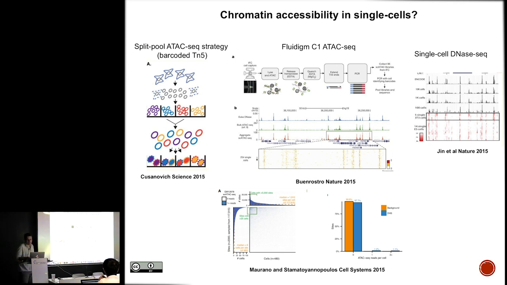And then the last one, single cell DNase-seq from KJ Zhao's group in Nature. You can see that all of these publications came out roughly around the same time, so they must have all known of each other's existence.